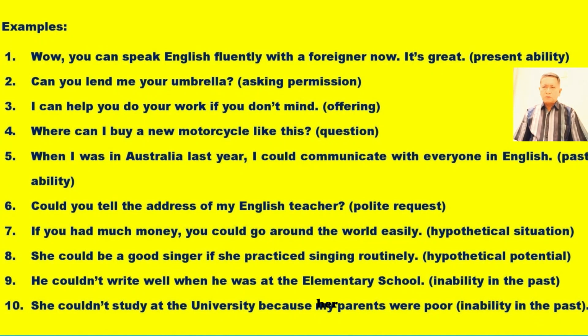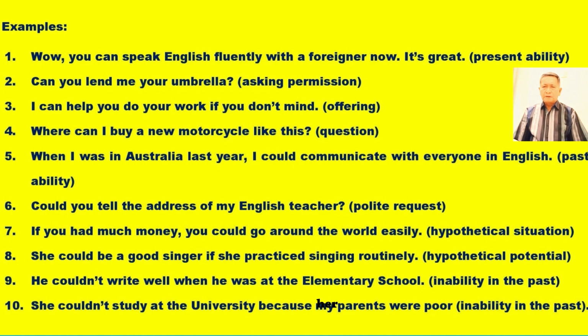Number one, you can speak English fluently without putting a noun. It's great. This is present ability. Two, can you lend me your umbrella? This is asking permission. Three, I can help you do your work if you don't mind. This is offering. Four, where can I buy a new motorcycle like this? This is a question.